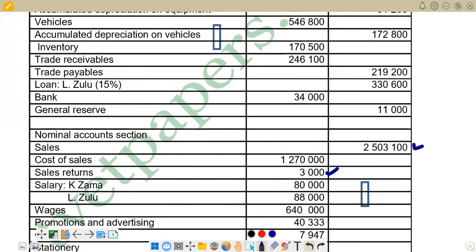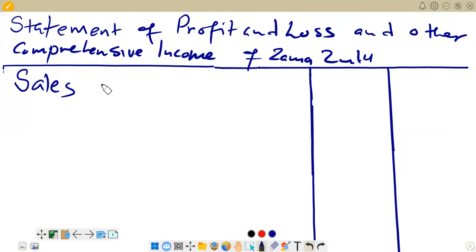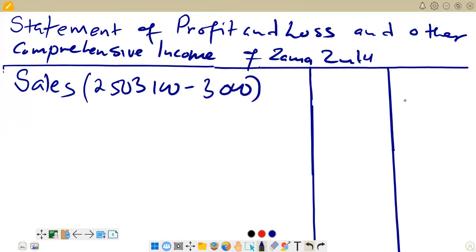So we go back to that statement. Here we can summarize and say we have 2,503,100. Then we subtract the sales returns, which is 3,000. The figure that we get when we subtract, we put in this column, which is 2,500,100. So this is what we have in terms of the sales.